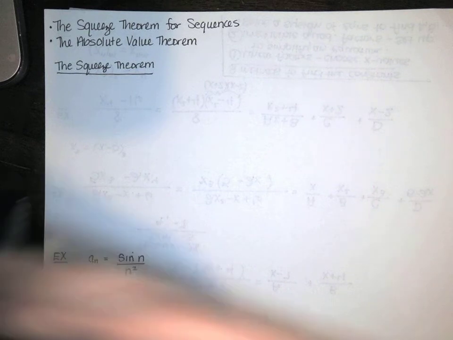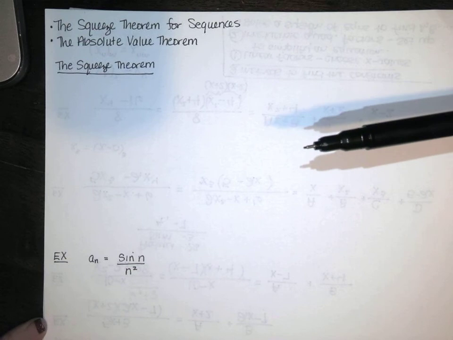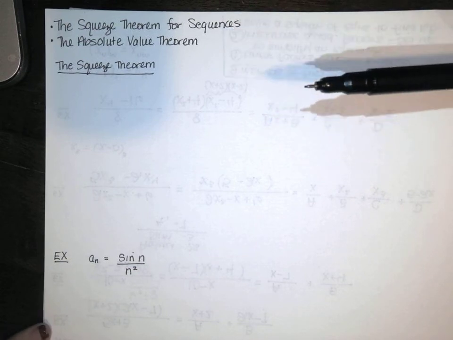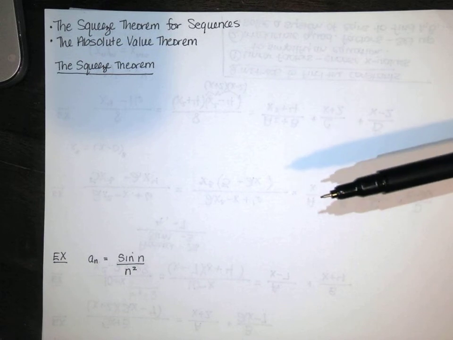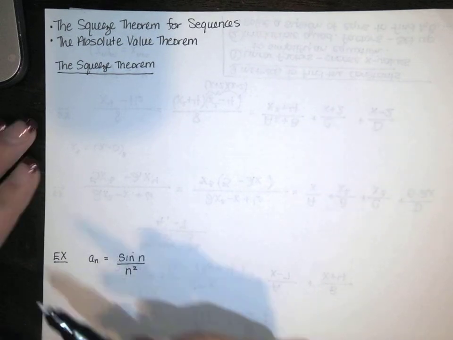In this video, we're going to learn the squeeze theorem for sequences and the absolute value theorem for sequences. Once we go over the theorems and what they say and what they mean, we'll apply them to a couple of sequences to determine whether those sequences converge or diverge.